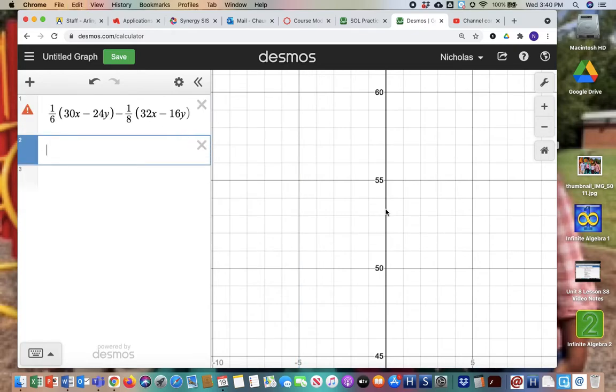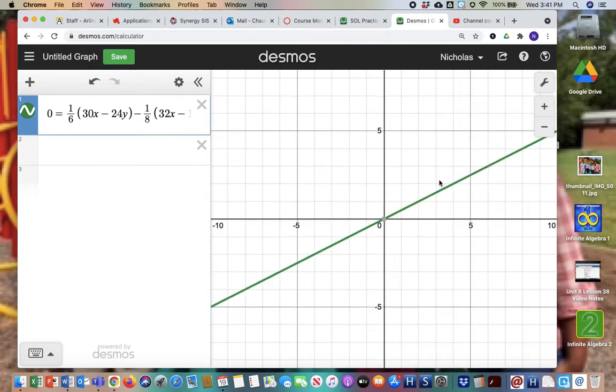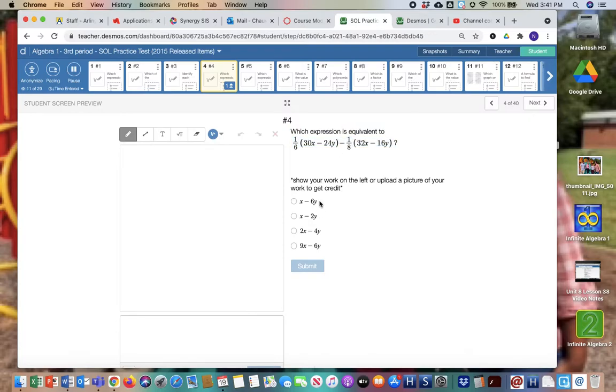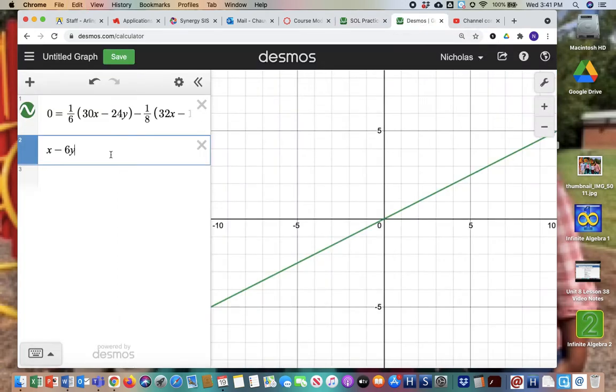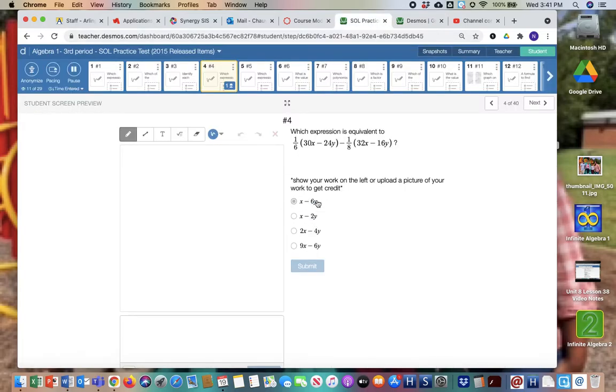And then what I'm going to do here is I'm going to just set this thing equal to 0. So when I set it equal to 0, now I'm going to try and look at my graph. So here's my graph. And then I'm going to go down to each of these and see, so what if the graph was x minus 6y? So if I go down here and I go x minus 6y equals 0. Well, that's not the same line. So therefore, this isn't a simplified version of it.